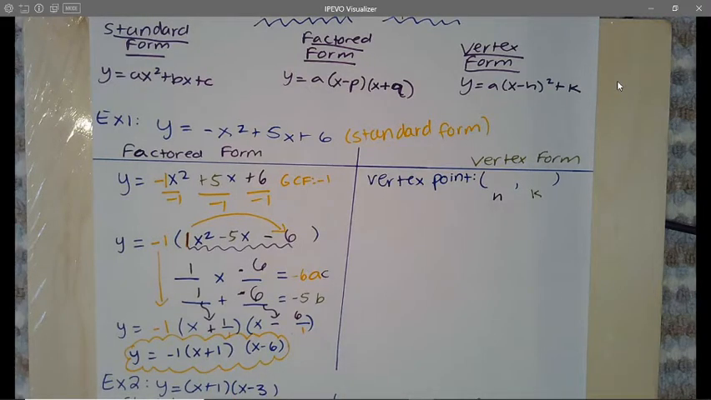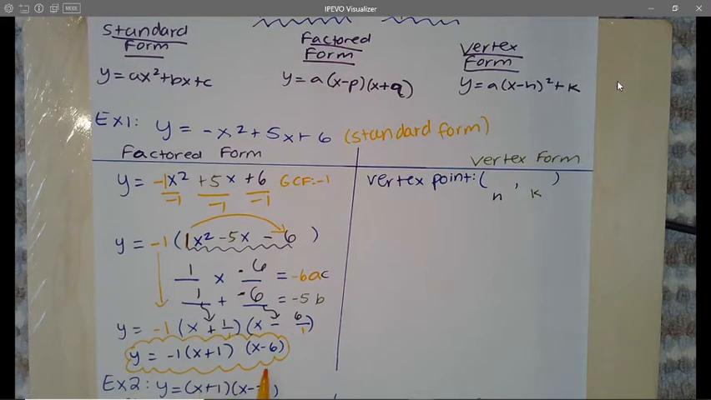So when you do the quadratic formula or complete the square, you end up with your zeros. You end up with something like x equals -1 and x equals 6. So if you did the quadratic formula, you would have to flip the signs to get it back into factored form. So just be careful, you guys.